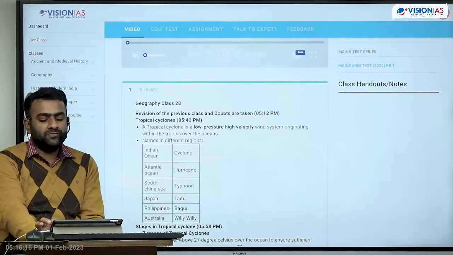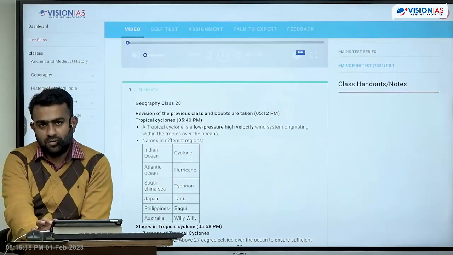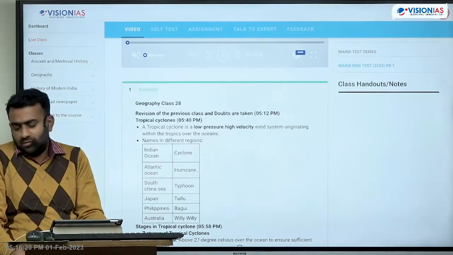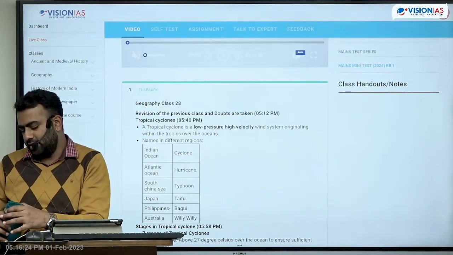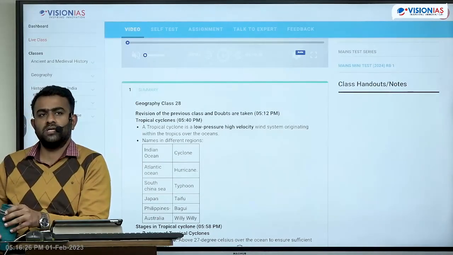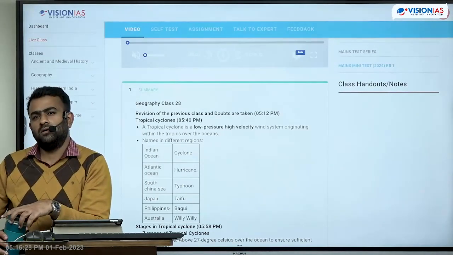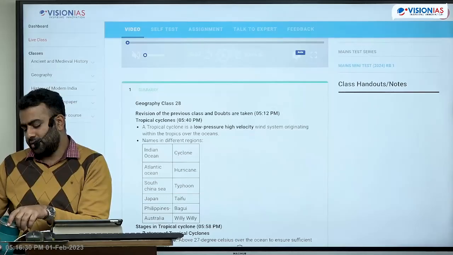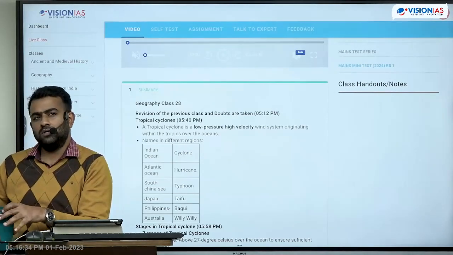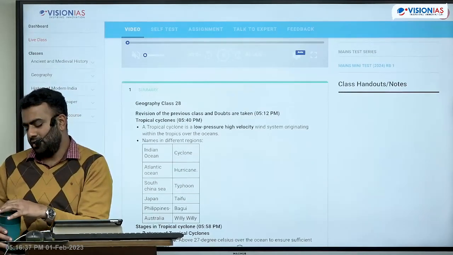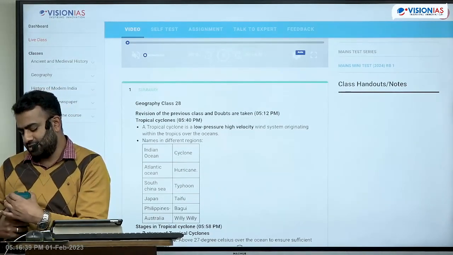The conditions which favor the formation of tropical cyclones. First one, temperature of 27 degrees Celsius. Second, depth of warm water up to 60 to 70 meters. Third, high humidity of 50 to 60%.